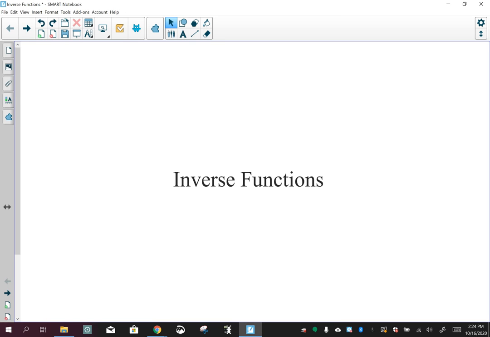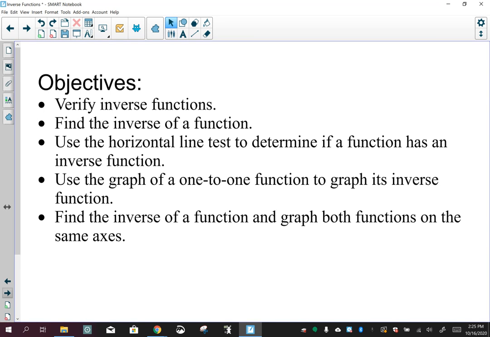Hello, everybody. So what we're going to do today is we're going to go into inverse functions. Now, we just finished up composition of functions and operation of functions, so going into inverse hopefully is not going to be too bad. What we're going to be covering is we're going to learn how to verify if two functions are actually an inverse. And then we're actually going to find inverses of functions.